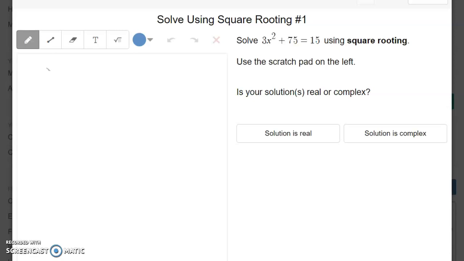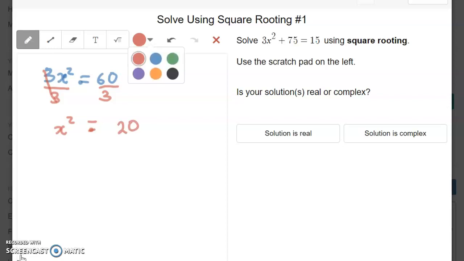So that becomes 3x squared, and subtract 75 from both sides. That leaves us with 3x squared is equal to 60. Okay, and then from here I need to divide both sides by 3 so that I am left with just x squared. So that cancels out and you're left with x squared is equal to 60 divided by 3, which is just 20.